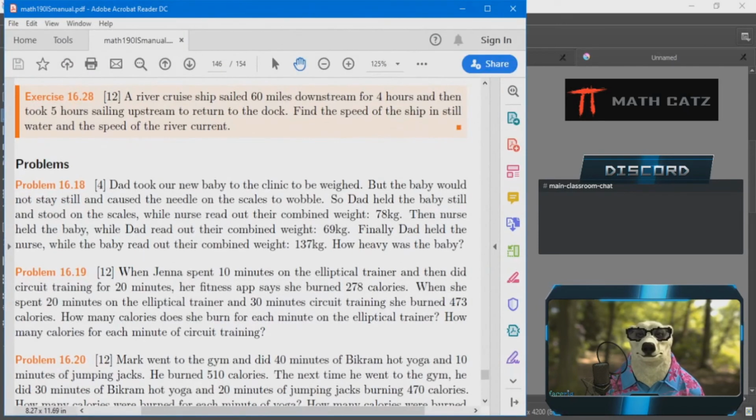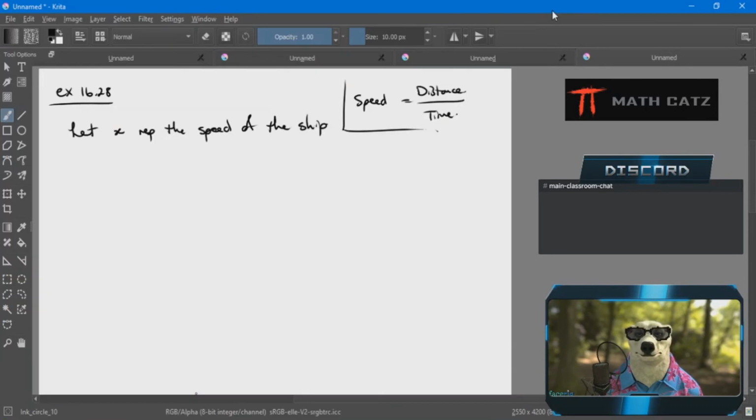Now, in an ideal world, like all the exercises we've done before, I would like to get away with one variable. But in this case, that is not going to happen, because the speed of the ship and the speed of the current are completely independent of each other, and there's no easy way to link them. That is not really a concern. I'm simply going to define a new variable. Let Y represent the speed of the river current.